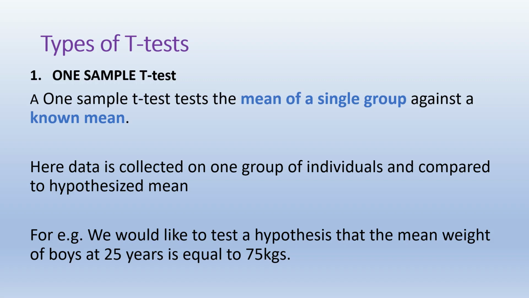For example, if we would like to test the hypothesis that the mean weight of boys at 25 years old is 75 kilograms. A hypothesis is a claim about a group of people or a population. Someone might claim that all boys at 25 years of age have a weight of 75 kilograms. So this can have happened by chance, or it is true.